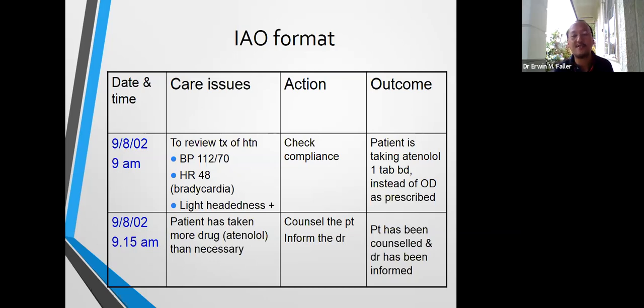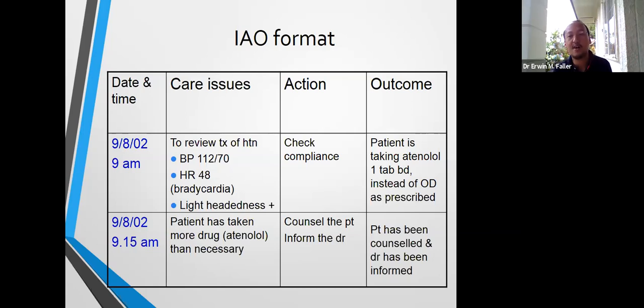And of course, the action in relation to the care issue would be to check if the patient is compliant with the medication, because as we all know, the drug may not actually have an effect, or the patient may have a particular problem in terms of compliance with the medication. So if checking the compliance, the outcome of this would be the patient is taking atenolol, one tablet twice a day instead of OD. That's why the patient is having hypo, no?